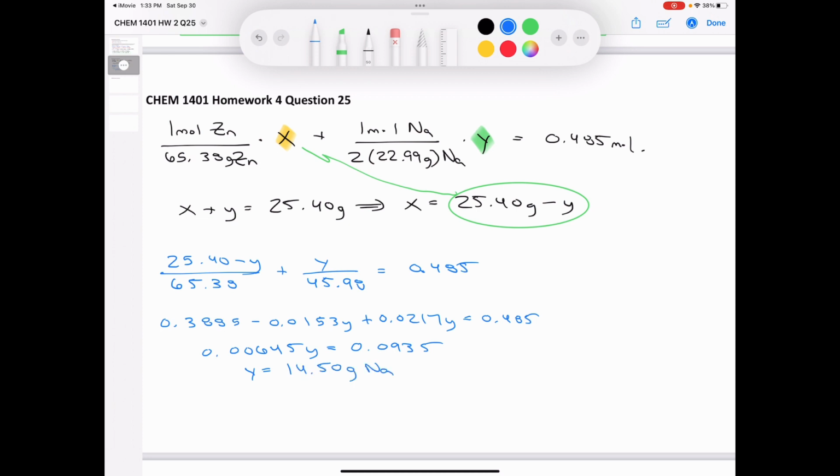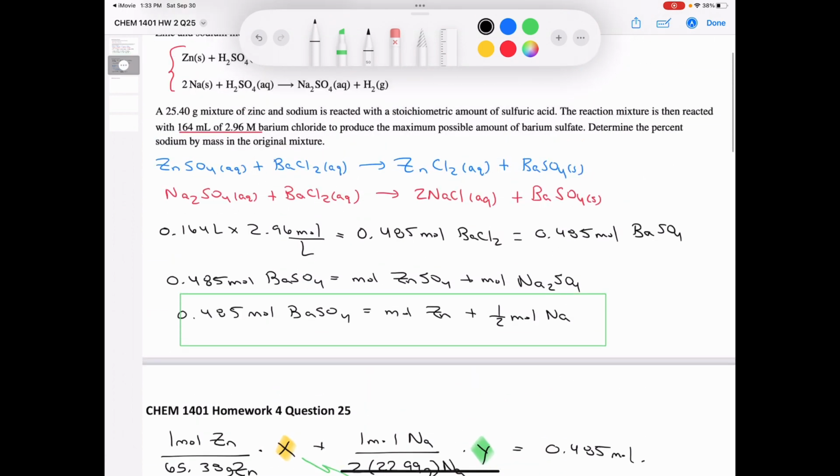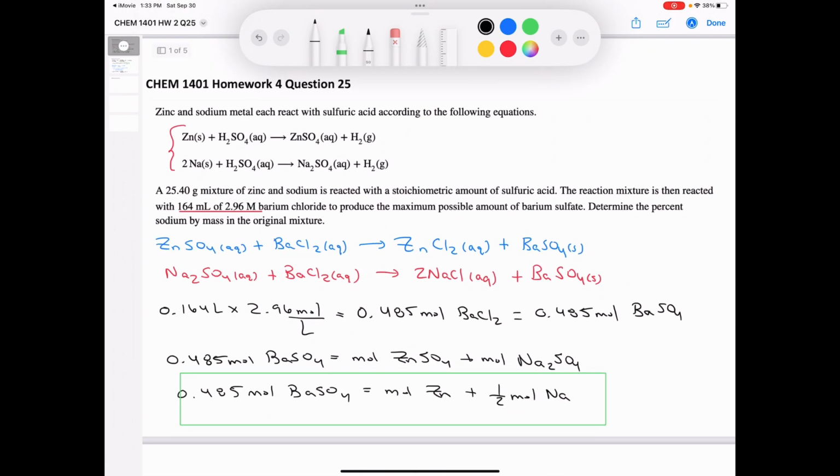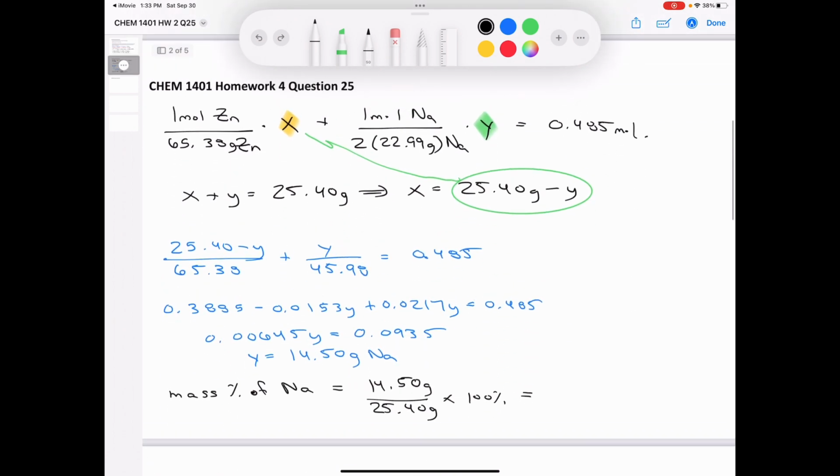14.50 grams of sodium. So if I want the mass percent of sodium, I'm going to say mass percent of sodium is equal to the mass of sodium divided by the total mass of the mixture, which is 25.40 grams. I multiply all that by 100%. Now, technically, I should only have 3 sig figs because they gave me 3 sig figs in my volume and my molarity. So I'm going to report this to 3 sig figs, and I will say that it is 57.1% sodium by mass. So I hope this helps you out on homework 4, question 25.